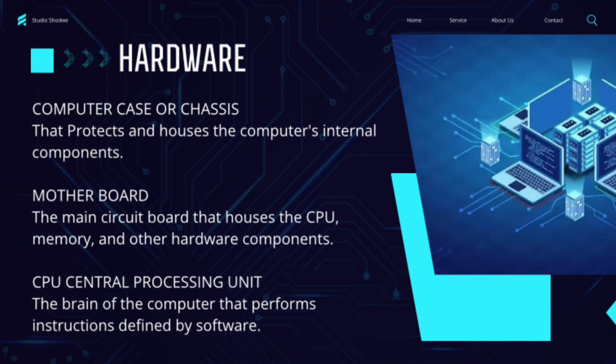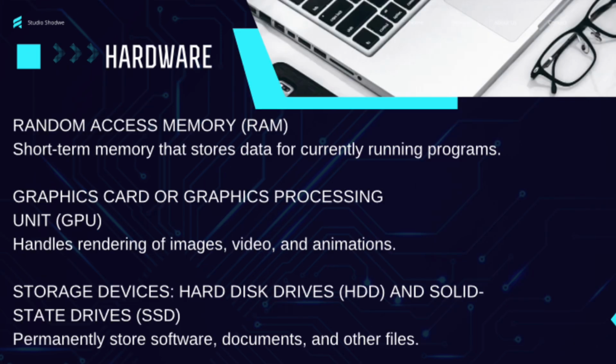CPU or Central Processing Unit is the brain of the computer that performs instructions defined by the software. Next, we have RAM or Random Access Memory, which is short-term memory that stores data for currently running programs. We also have the GPU, which is the graphics card or graphics processing unit that handles rendering of images, videos, and animations.